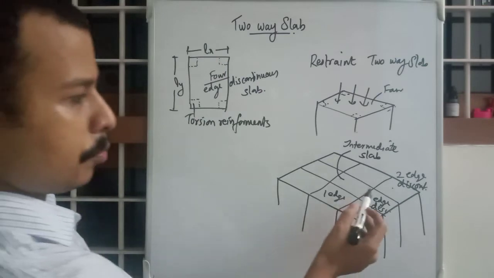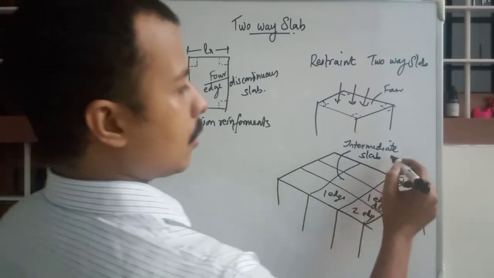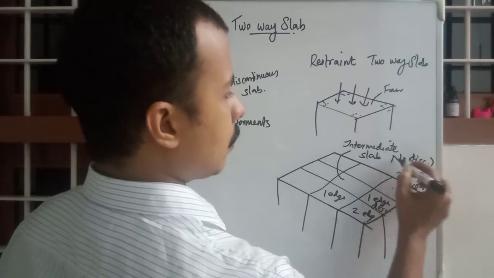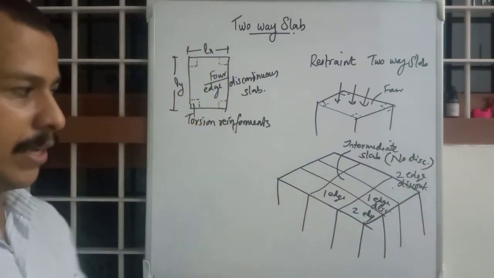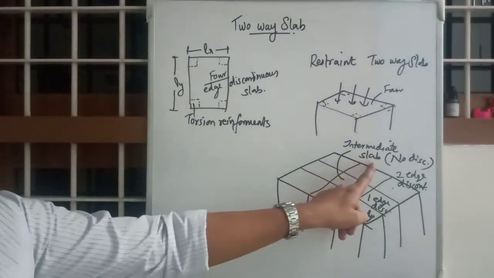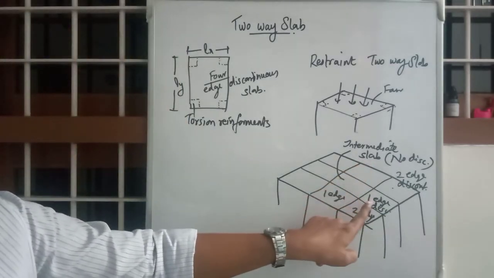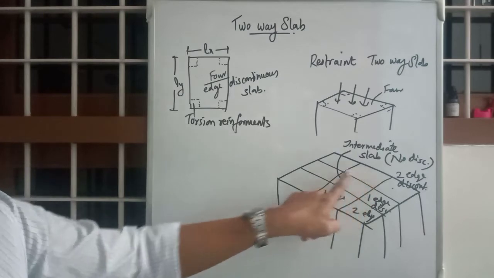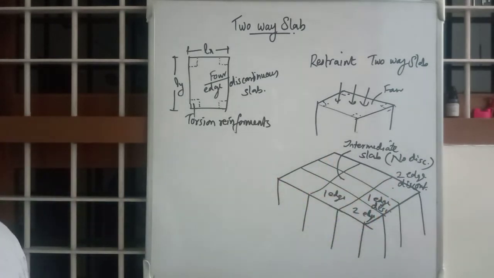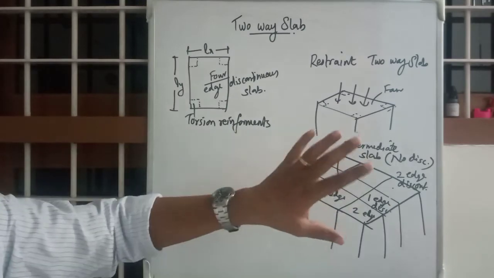That is, there won't be any discontinuity. All the four edges are continuous. So this is an intermediate slab, this is a 1-edge discontinuous slab, these 4 slabs. These 4 slabs are 2-edge discontinuous slabs. Okay, so that is the naming.